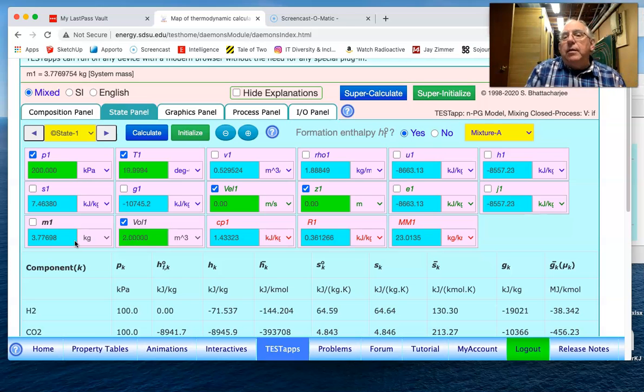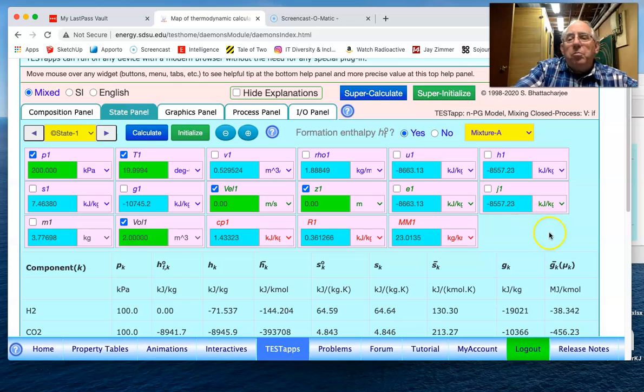Okay, so that's important to know, is that we have 3.77698 kilograms for that mixture A. And we'll see in just a second where that comes into play, okay? And so we have that defined. We also know that the molecular weight of this mixture is 23.01, and that's in kilograms per kilomole. And so this could tell us, if we wanted to, how many total moles there are.